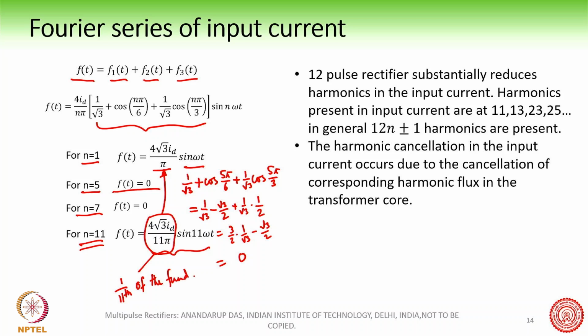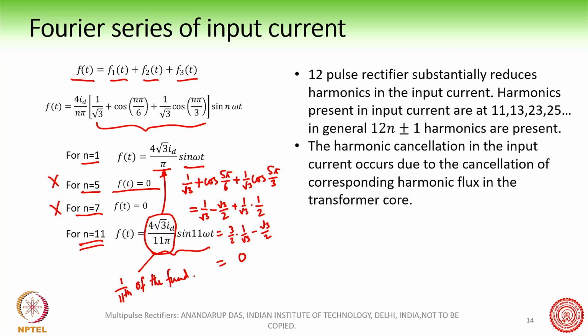Okay, this is important, right? What we are getting with this 12 pulse transformer is that we are eliminating the 5th and 7th harmonics. That is the first thing that we are able to see. But the next harmonic, which is coming at 11, has an amplitude which is only 1 by 11 times that of the fundamental. Okay, this is very important.